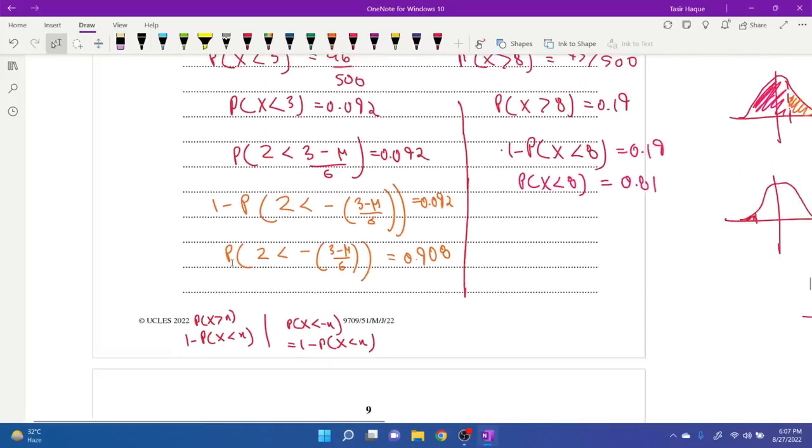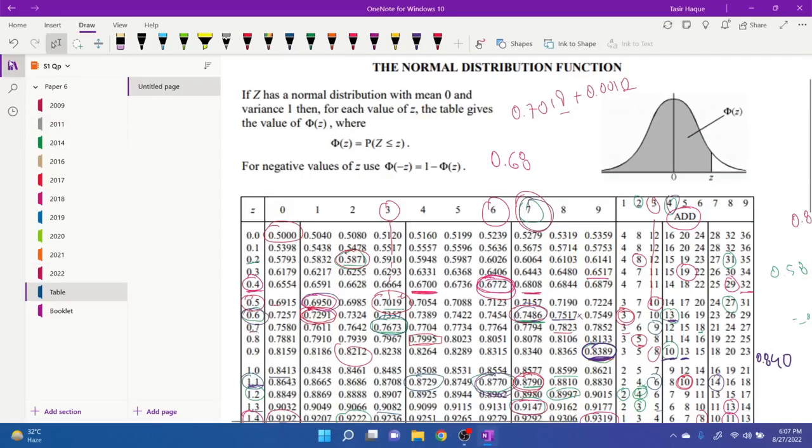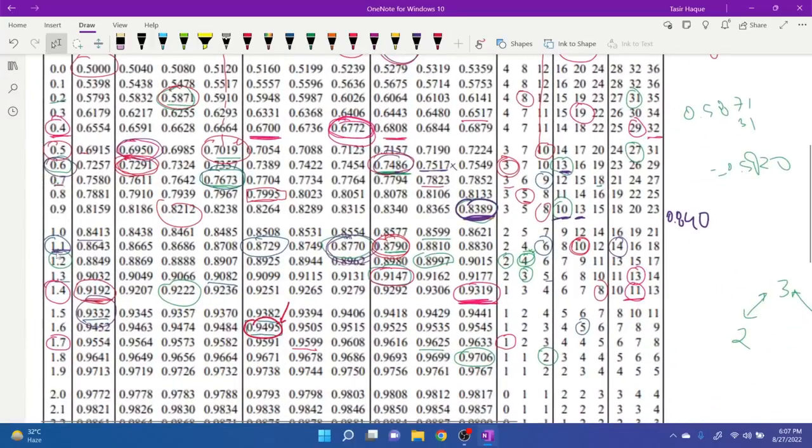Okay, now let's look for these values, 0.81 and 0.908. I'm going to look for 0.908 in the table itself. We cannot take this value since it's greater, so we're going to go for this value, 0.9066. So 0.908 minus 0.9066, what's the difference? 14, right? So I'm going to look for 14. I do have 14, so I have a winner.